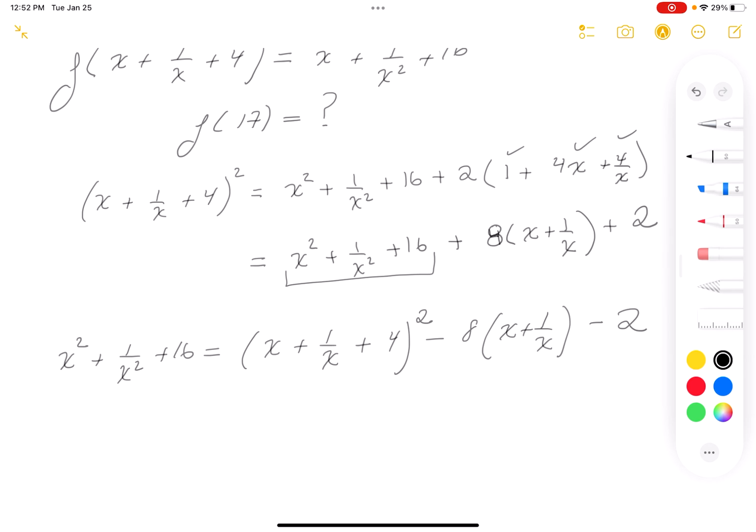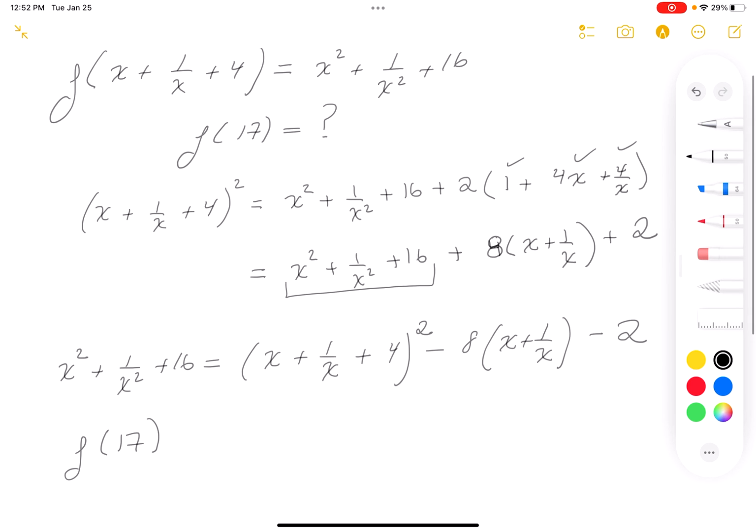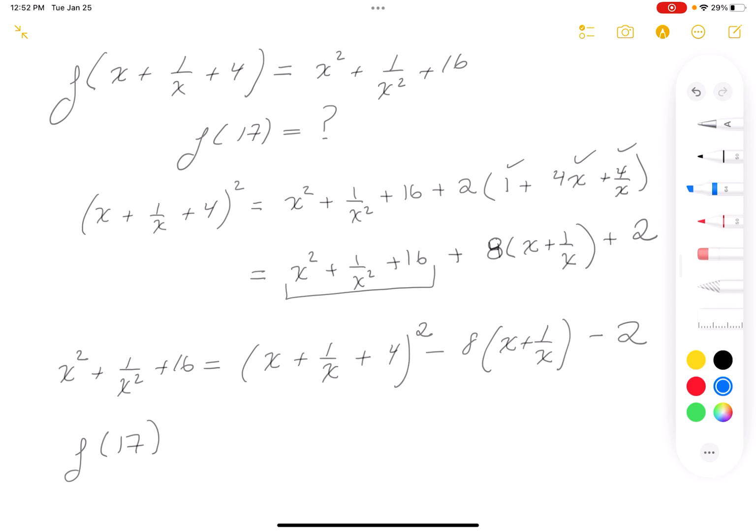Again, I'm just manipulating. I'm not doing much. Certainly, I'm not dealing with roots and stuff at this point. I want f of 17, right? So just like I started the problem, x plus 1 over x plus 4 is 17. Now what do I have to do? I know what this thing is equal to. Let me circle it for you. This is equal to this over here.